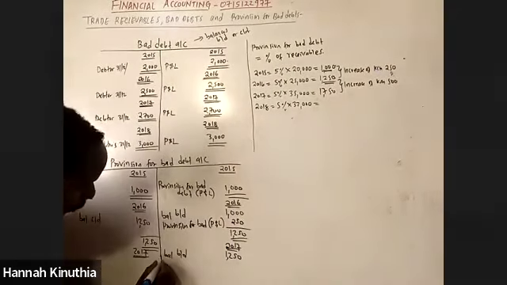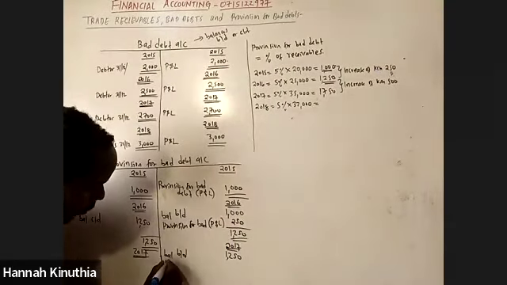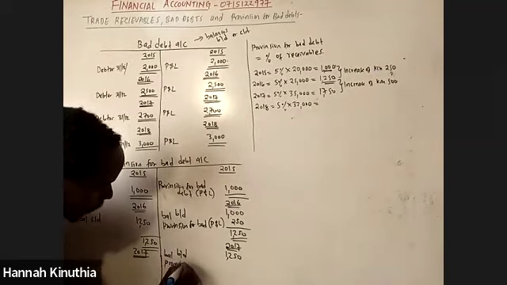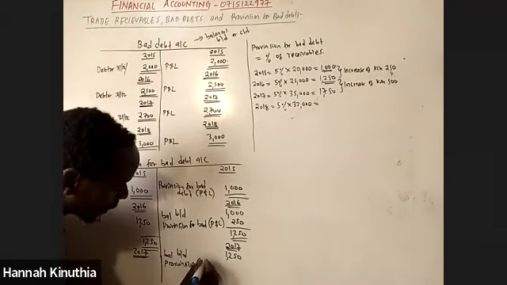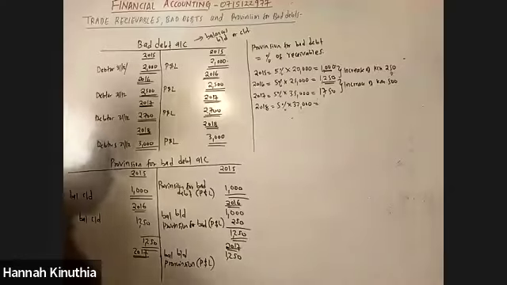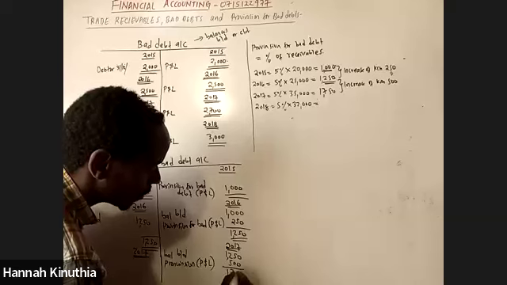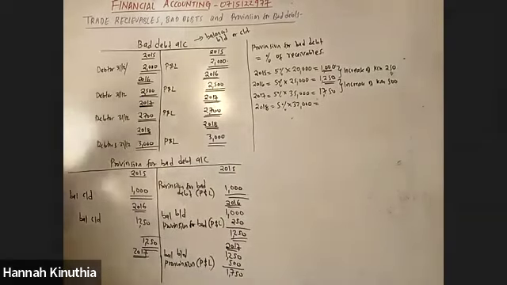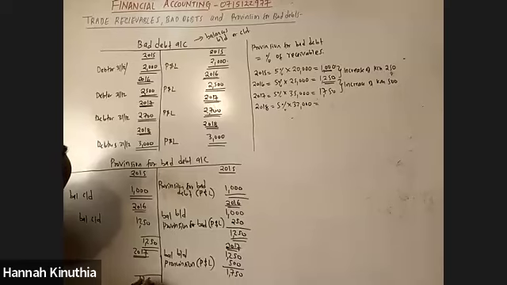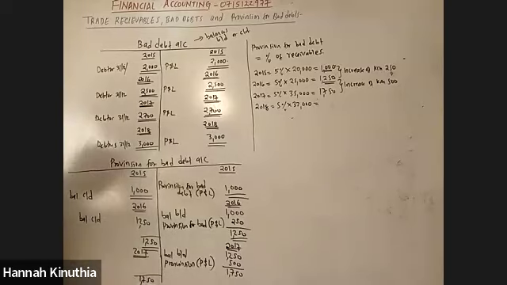500. So we say provision, which is supposed to go to the P&L, right? As an expense. 500 total. It will be 1750. So here the total is also 1750.